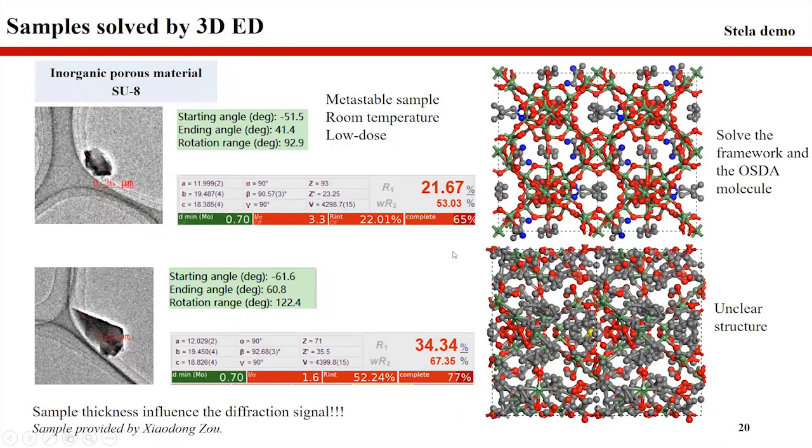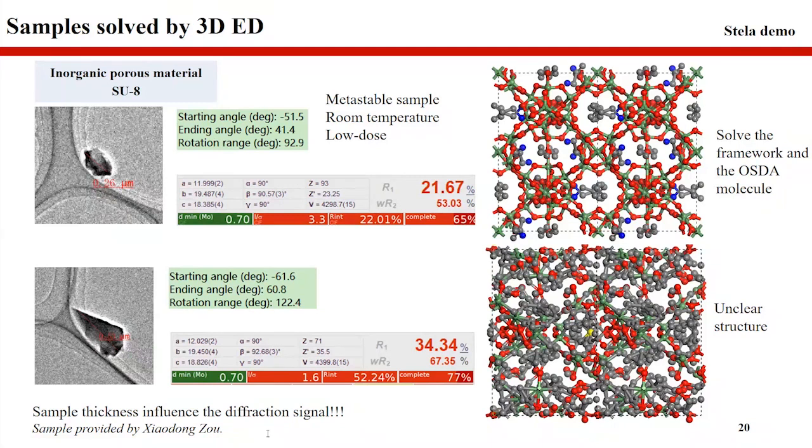Of course, a low rotation range doesn't mean that we couldn't solve the structure. Because in this process, there is just a 90 degree rotation range, we could also solve the structure. The parameters that influence the structure solution are many, like the sample thickness, or whether the sample was moved out of the aperture, or whether the sample is stable, because for metastable samples the previous half of the data is okay, but the last half of the data may be weak, and the data may not be usable.